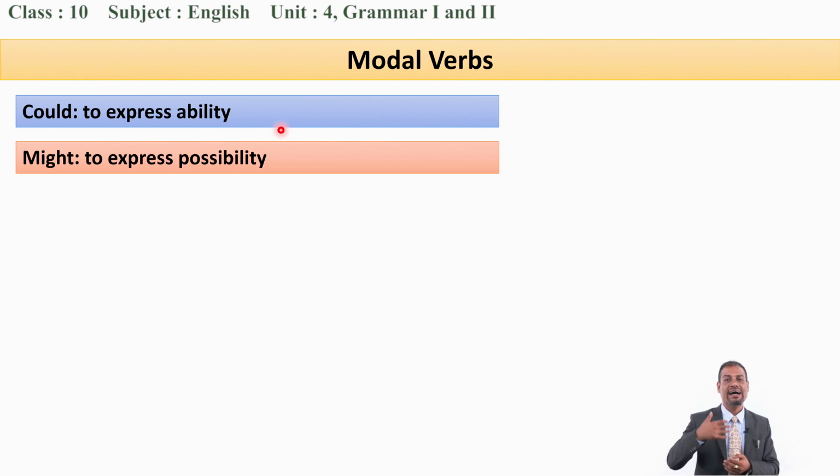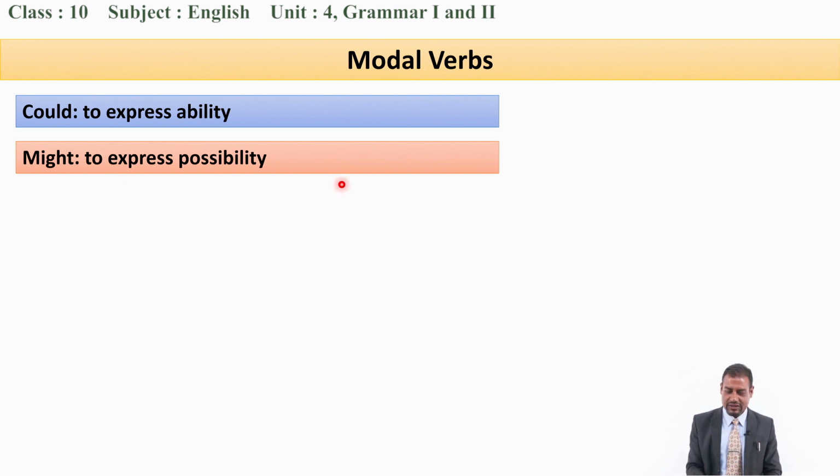Now, why is might used in the story? Can you tell me? It is used to express possibility, something that can take place, that can happen. For example, if we see black clouds in the sky, then there is a chance of rain. At that time, we can say it might rain. Possibility that can take place. Is it clear to you? And also, you have to write it down in your notebook. Modal verb might is used to express possibility.